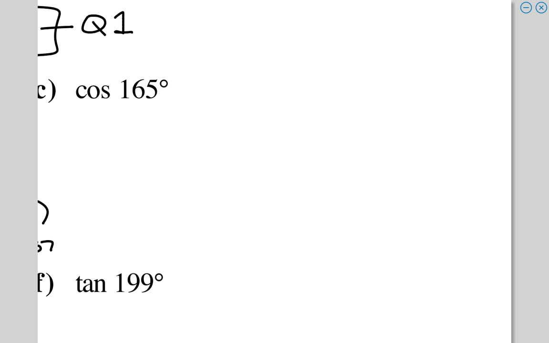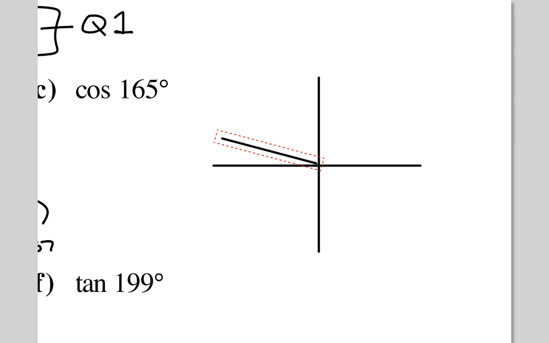Let's just do maybe one more. Let's do cosine of 165. Reference angle for 165 would be quadrant 2. The reference angle is 15. So it'd be 15 over here. For cosine, we look at the x, right? And for cosine, we don't care about the y. So how do these two relate to each other?